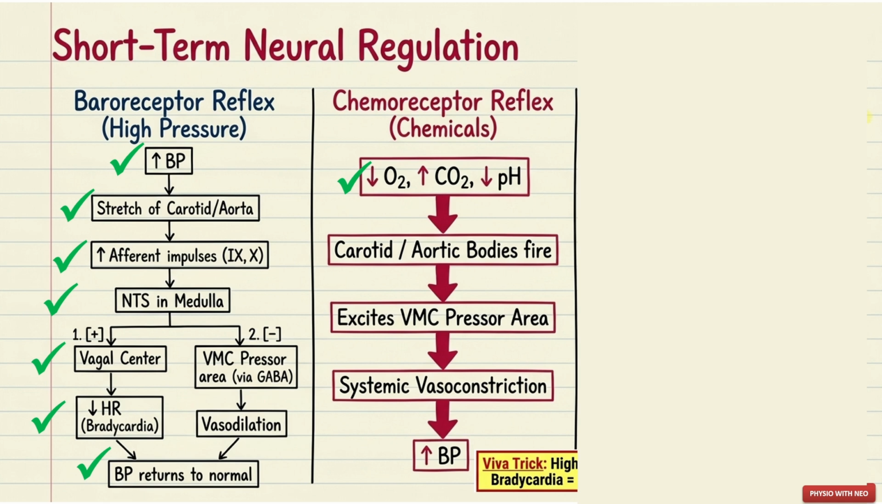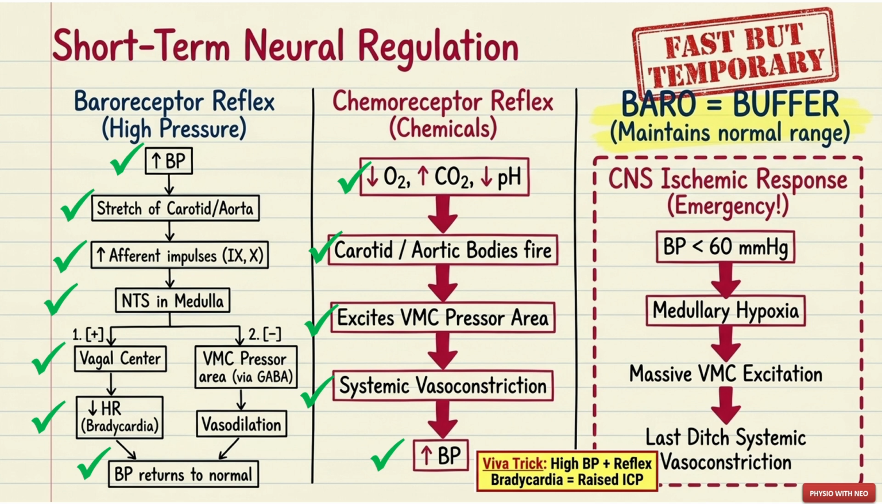Now this stimulates the carotid and aortic bodies, and it overall excites the vasomotor pressure area. This causes a systemic vasoconstriction, ultimately leading to the rise in blood pressure. The third mechanism is a CNS ischemic response, that is a last-ditch or emergency response.